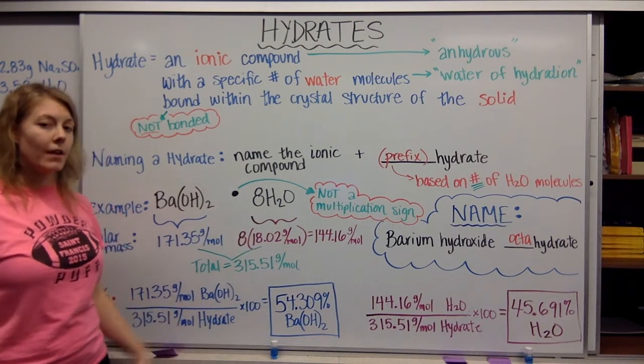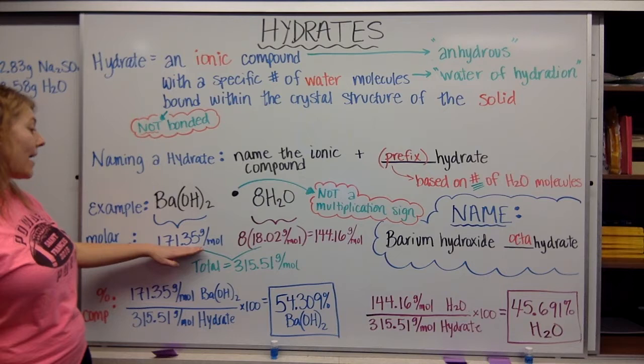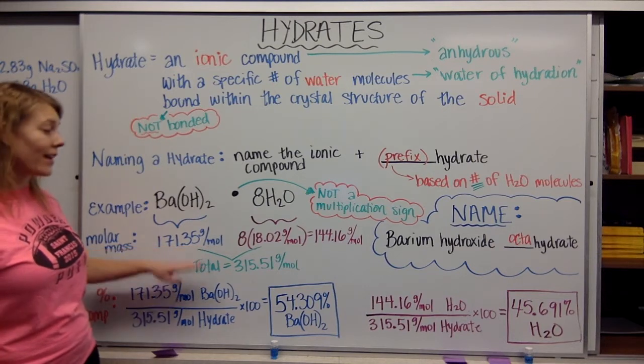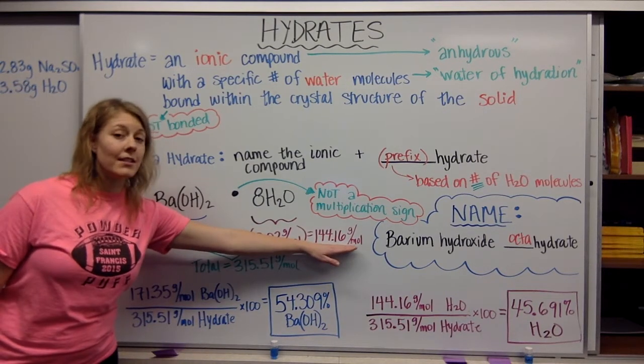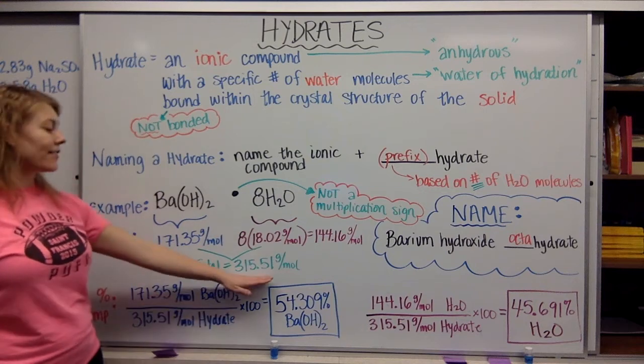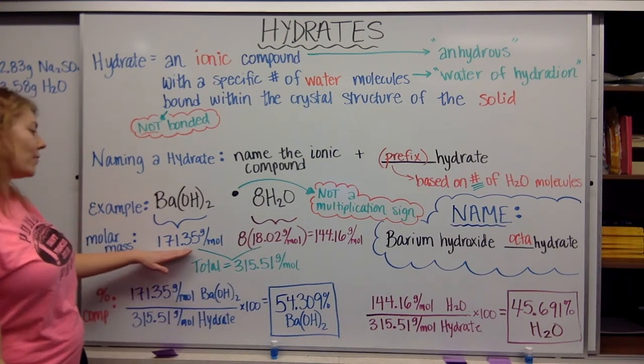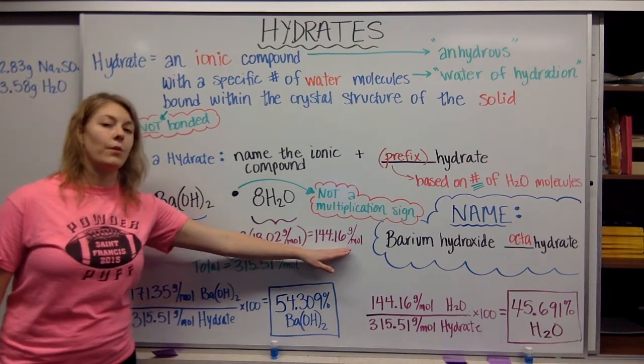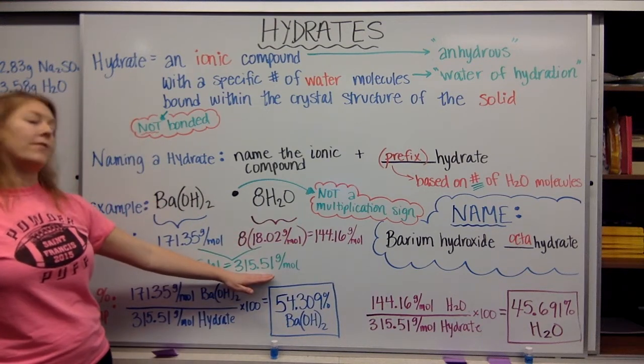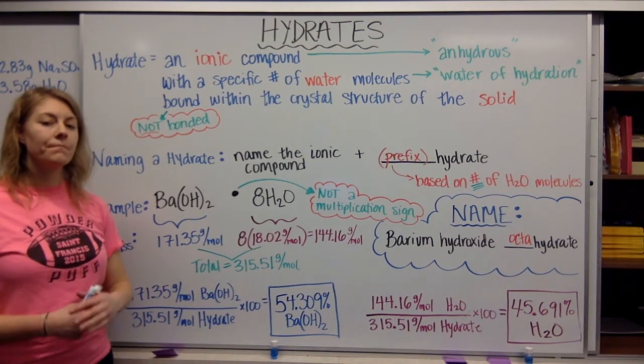grams per mole, okay? So this is the mass of the barium hydroxide part. This is the mass of the water of hydration part. And here's the mass of the whole, 171.35 plus 144.16. The total is 315.51 grams per mole.